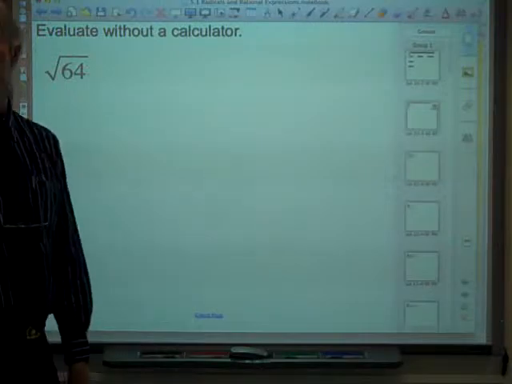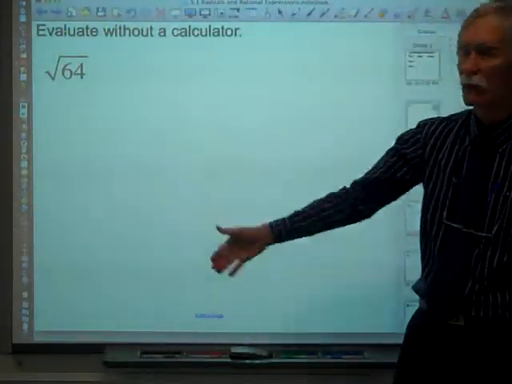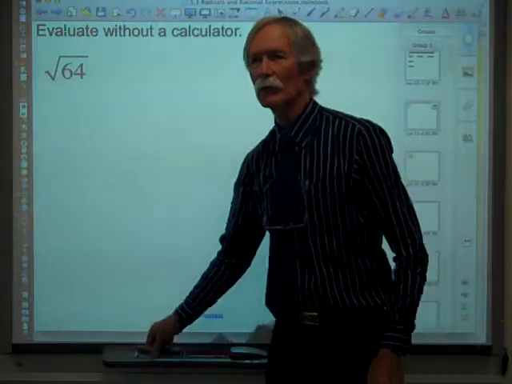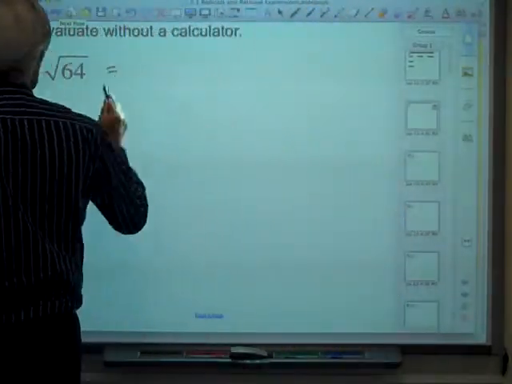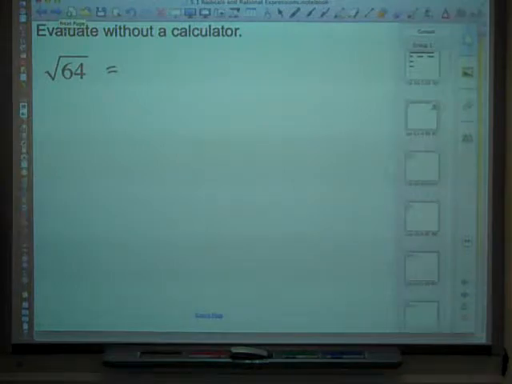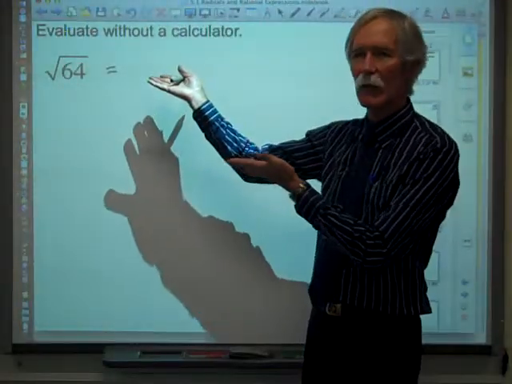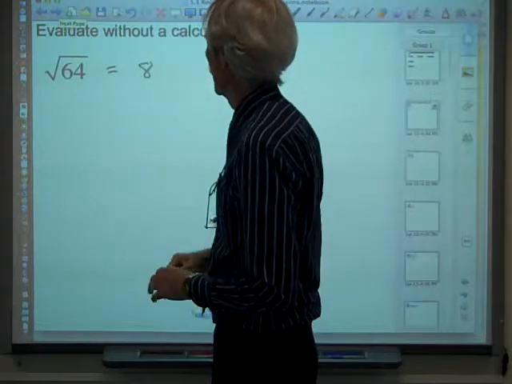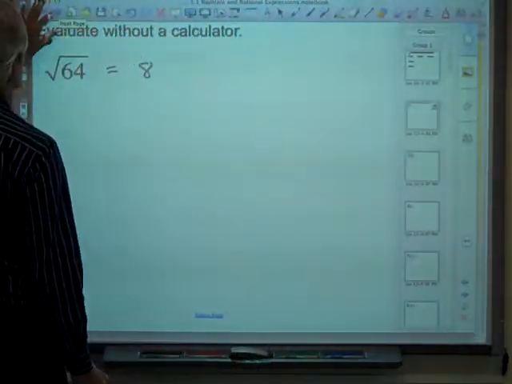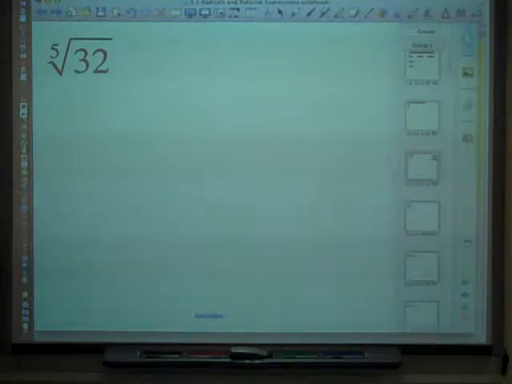So part of the assessments will be no calculator. What's the square root of 64? This is not a trick question. It's not 64 to the half power. It's just what is the square root of 64? 8. What's the fifth root of 32? It must be something that you can do in your head.